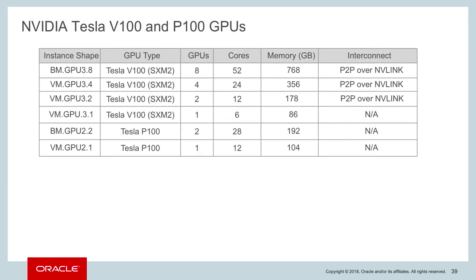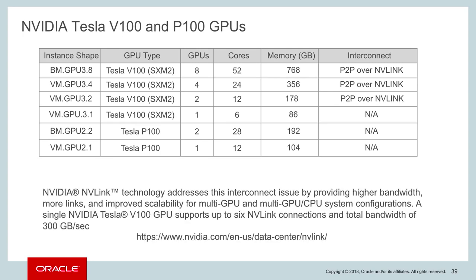Here's a list of instances and shapes that have GPU cards on them. As you can see, we can run GPU on bare metal and virtual machine shapes. And you can see the number of GPUs, the number of cores, and the amount of memory associated with each one of those shapes, and what kind of GPU type you have, if a Tesla Volta GPU or a Pascal GPU. You also have access to what we call the NVIDIA NVLink that provides a higher bandwidth interconnect between the GPU chips, and that's going to increase performance for your job, as the GPUs can talk to each other through that NVLink.